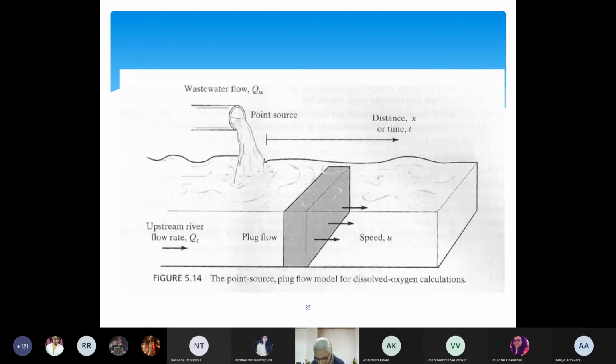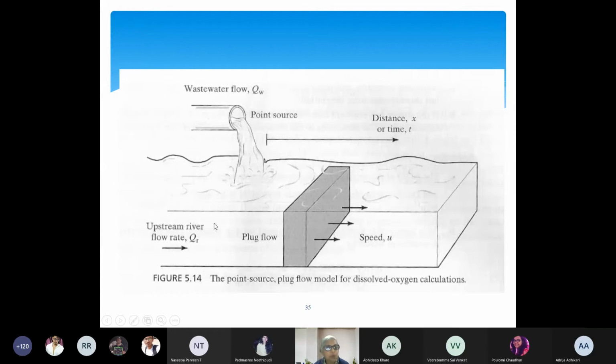Next point is the way to calculate what we call the dissolved oxygen sag curve. Now, I've already mentioned to you in the previous class and in this class that supposing you have a river and you have a single point discharge of wastewater. How is the dissolved oxygen level in that river going to be affected by this wastewater discharge? So here is our river.